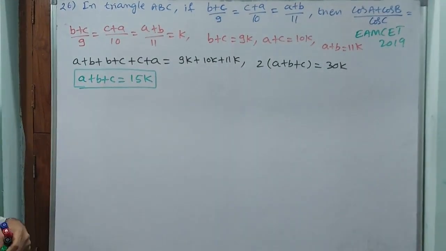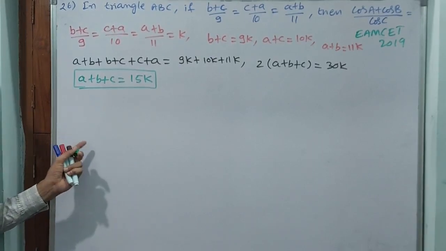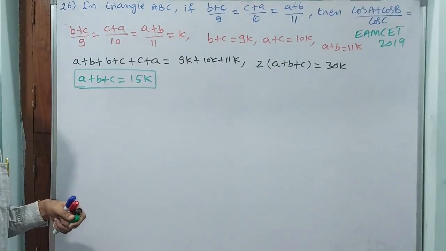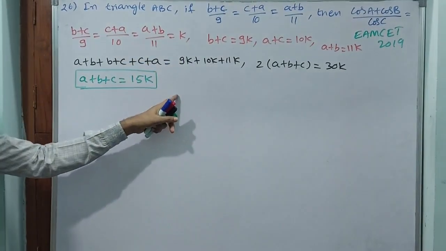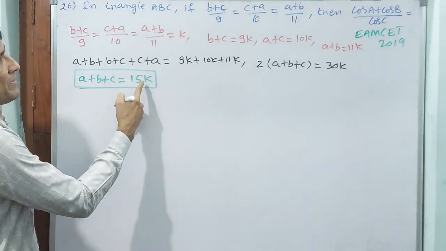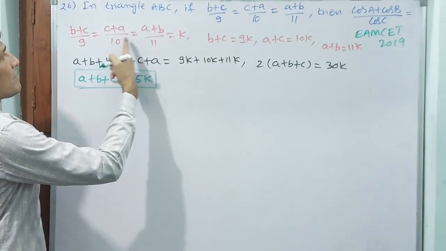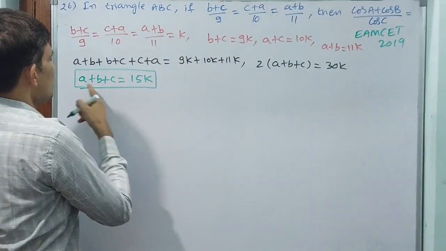What is a plus b plus c? 2s. We know (a plus b plus c) by 2 is equal to s, means a plus b plus c is equal to 2s. That we will take afterwards when required. But now we are going to find A, B, C values here. How are we going to find? You observe carefully. Because A plus B plus C is 15K, but A plus B is 11K. You see what I am writing?